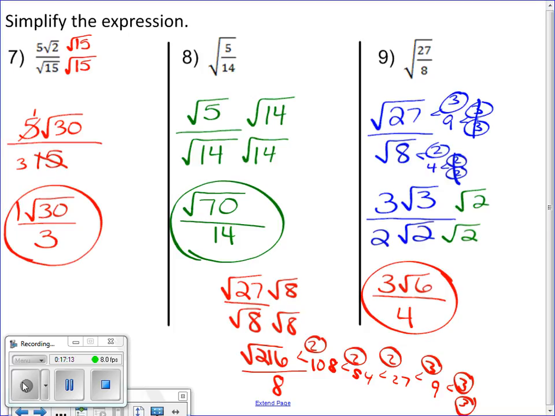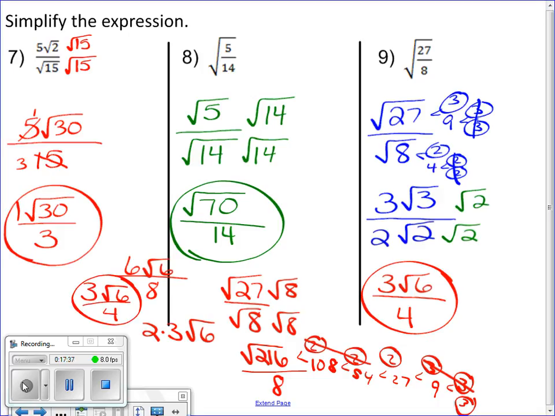So you have a lot bigger factor tree. And then as you work through, I have a pair of 2s. I have a pair of 3s. And then you have a single 2 and a single 3. So that gave you 6 radical 6 all over 8. And then you had to simplify even further. 6 and 8 can both be divided by 2 to give you 3 radical 6 over 4.